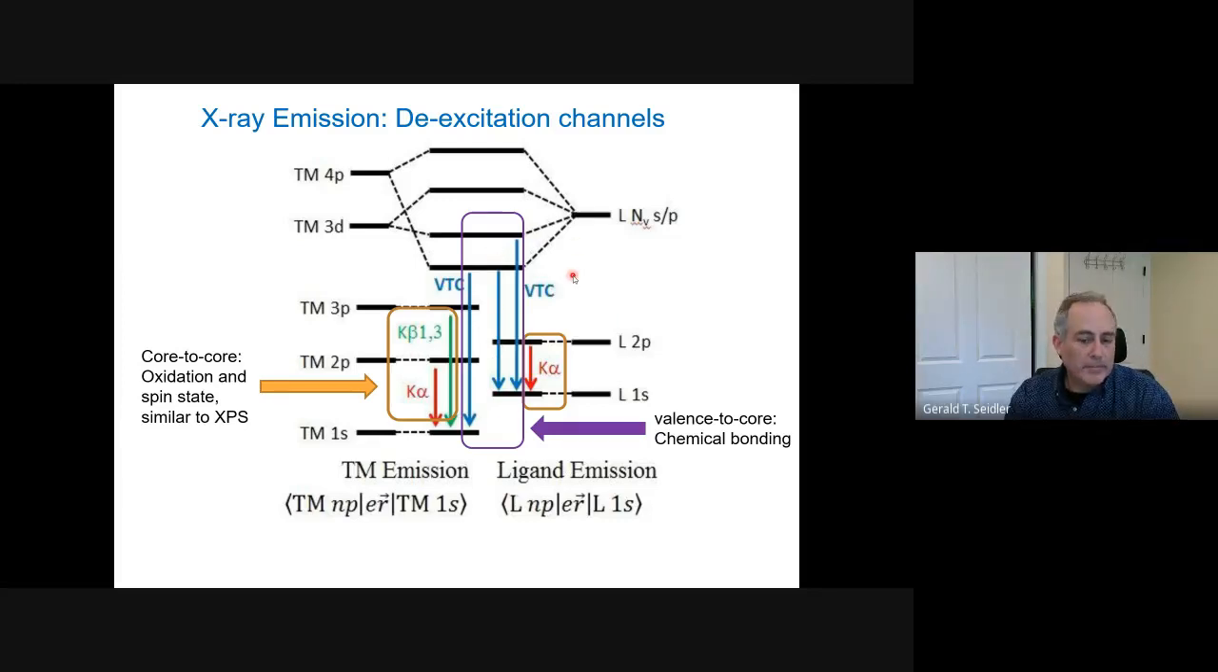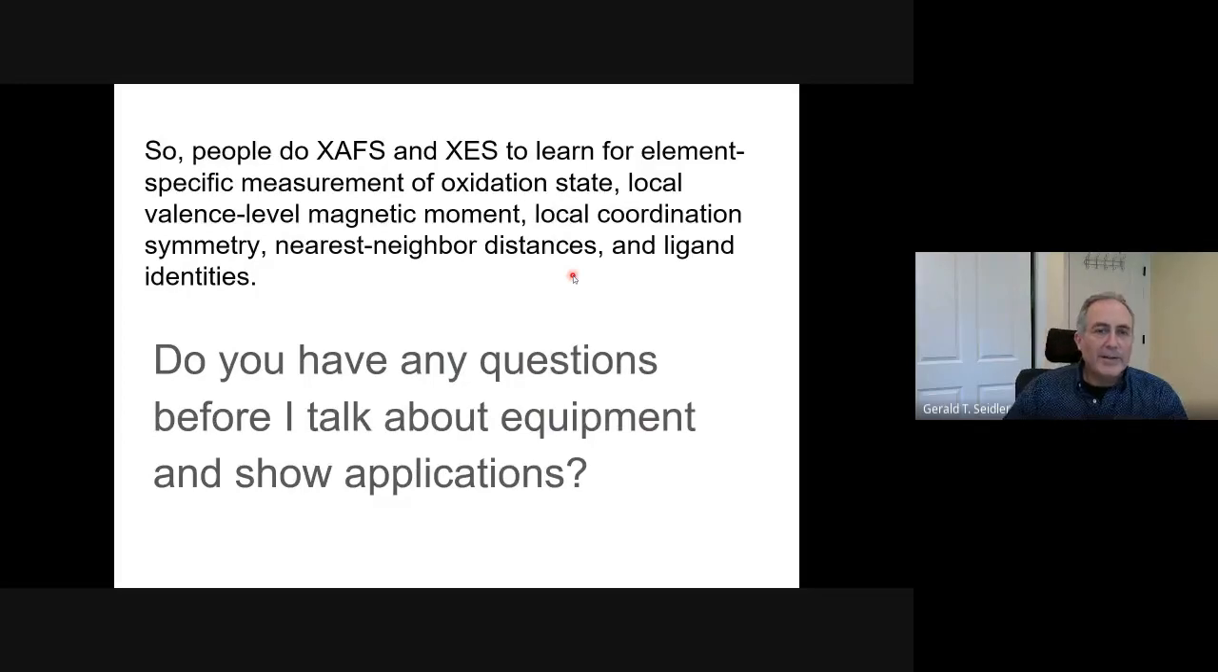those transitions. All right, so bottom line is people do these methods to get element-specific measurement of oxidation state, local valence level magnetic moment, coordination symmetry, and so on. I'm going to transition now to equipment and applications, but before I do, are there questions?